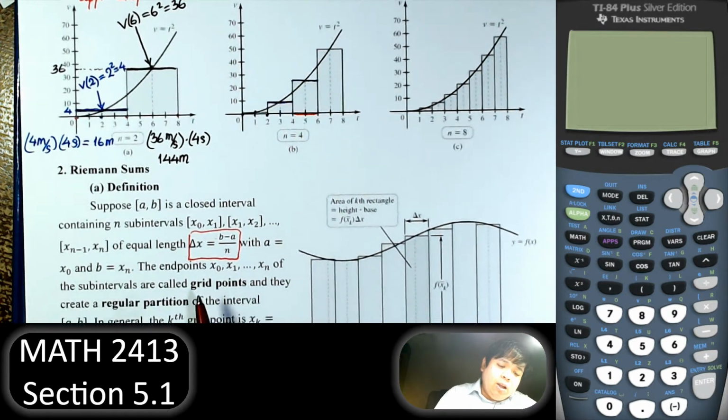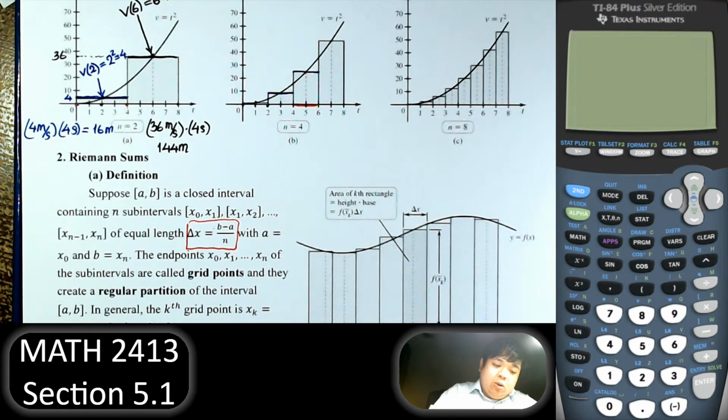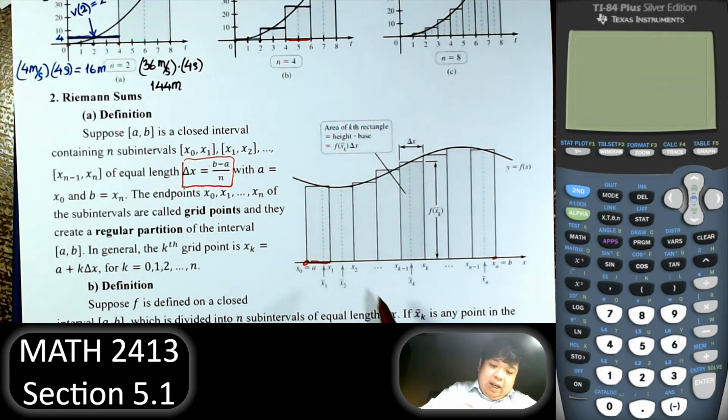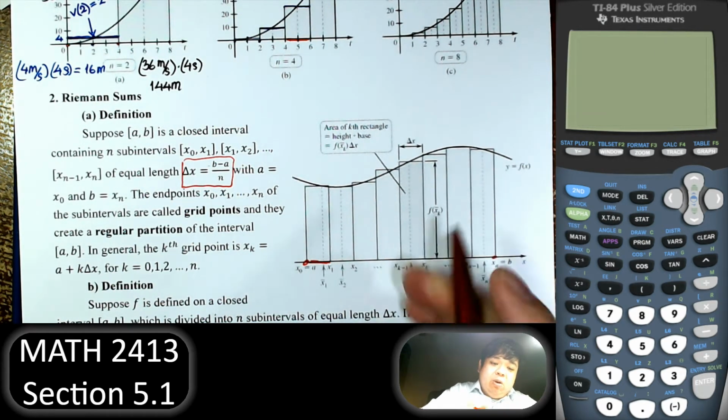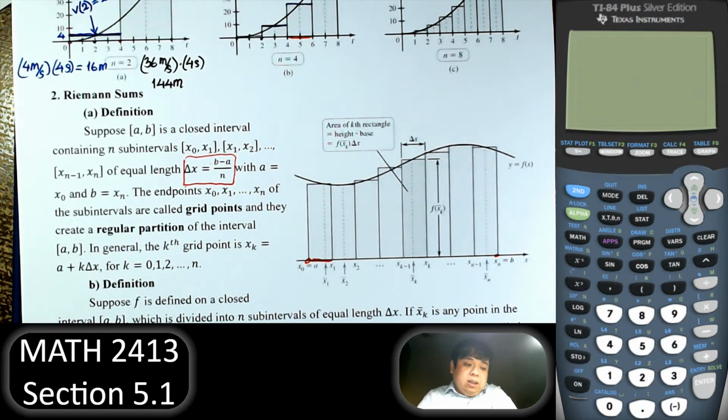Right. So the points that we divide at are called the grid points. x0 is equal to a and xn is equal to b. And then we have a bunch of subintervals. We form a bunch of rectangles. Right. Now, this sum is called the Riemann sum.